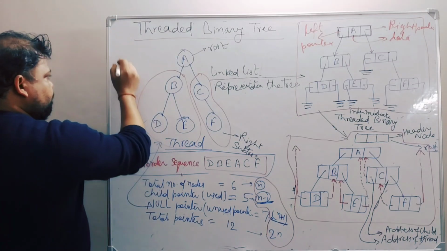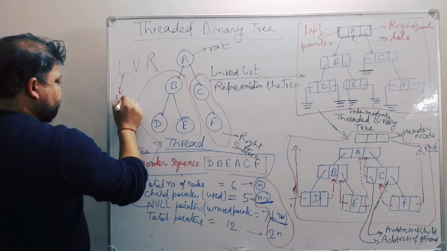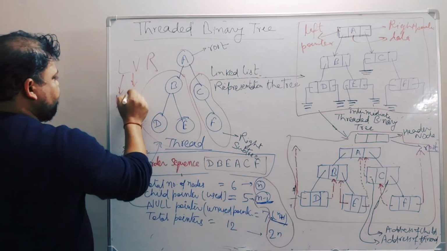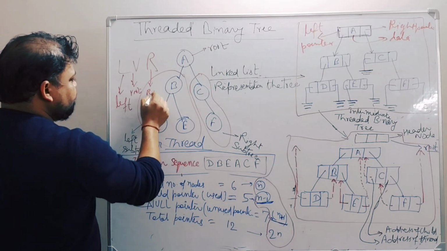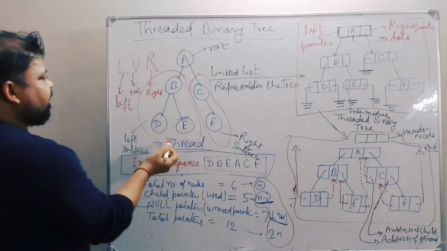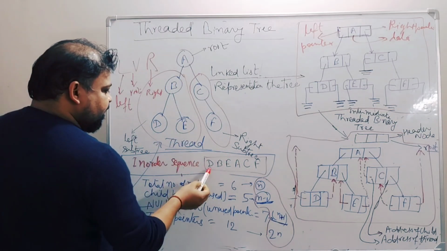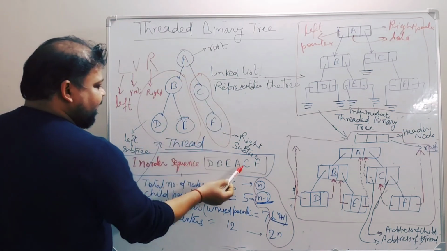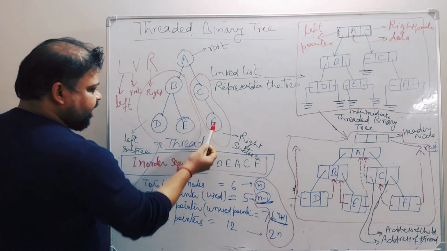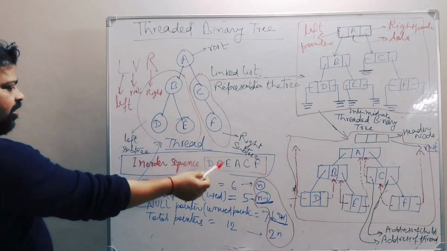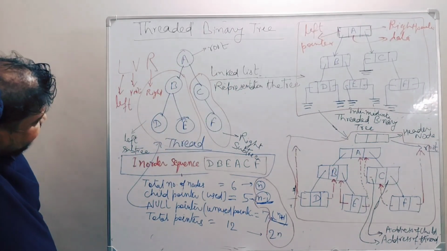So I'm writing here L, V, R: L is pointing to the left, V is pointing to the root, and R is pointing to the right. Correspondingly, if I traverse the tree, D, B, E, and then A, and then once again there is nothing over there, then C and F. So D, B, E, A, C, F is the in order sequence of this tree.